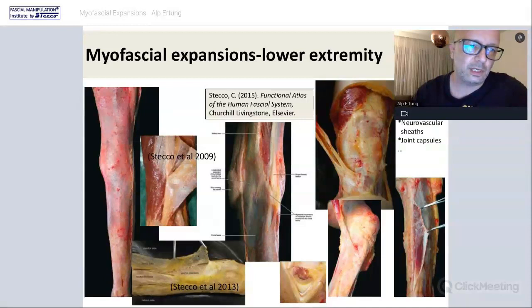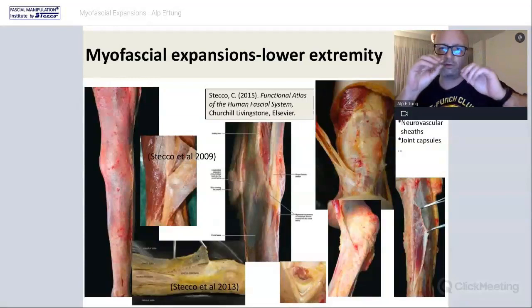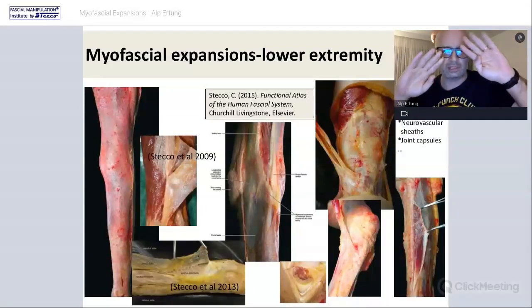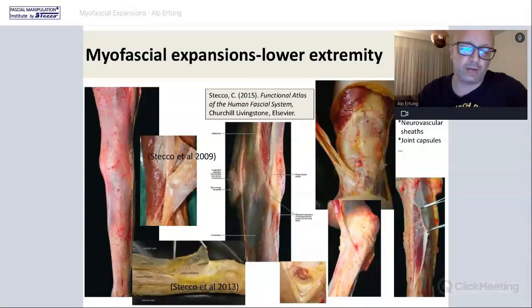In the lower extremity, here we have the deep fascia of the thigh and the leg, and as you can see, we have different directions of the collagen fibers. In one of the first slides, I mentioned that specific selective stretching of these muscles creates the collagen fiber directions on the deep fascia. So it's an example for that.